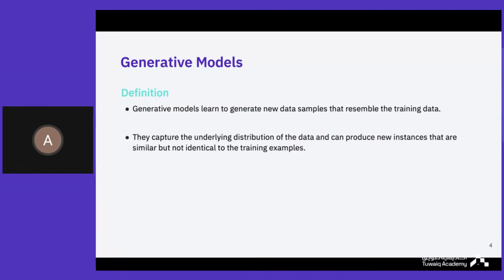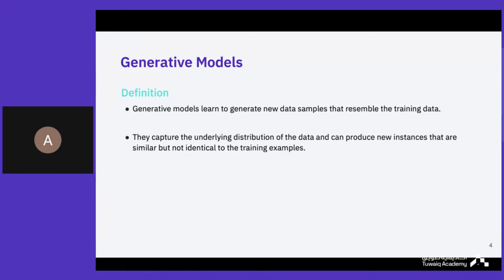طيب خلينا نبدأ بـ definition of generative models. So a generative model learns to generate new data samples that resemble the training data. So if the training data was actually a set of cat images, we would expect the generative model to generate cat images, and it won't generate something outside our data distribution. The way it does that is by capturing the underlying distribution of the data.